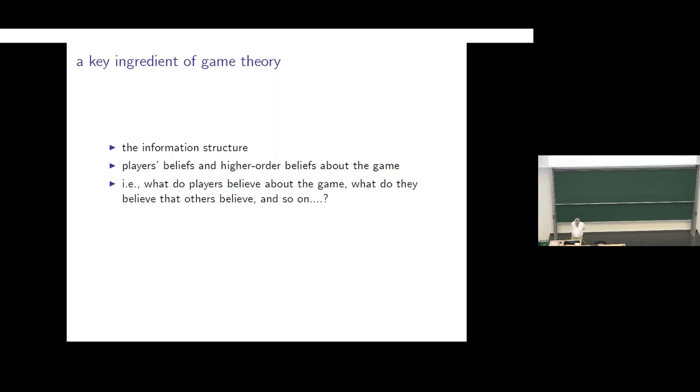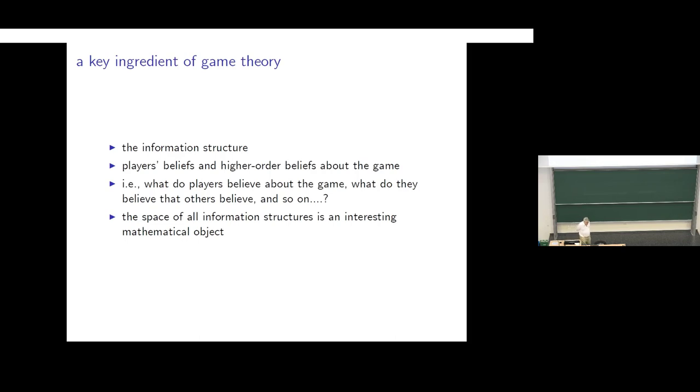Okay, so a key ingredient of game theory, and game theory is key to modern economic theory, is the information structure. What do I mean by the information structure? Well, if I have a group of players playing a game, it's going to matter what are players' beliefs and higher order beliefs about the game that they're playing. I.e., more specifically, what does each player believe about the game? What do they believe that other players believe about the game? And so on. The space of all information structures is going to be an interesting mathematical object.